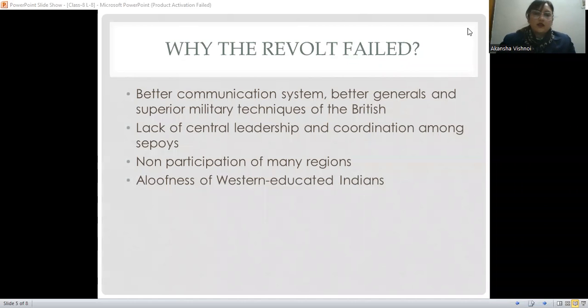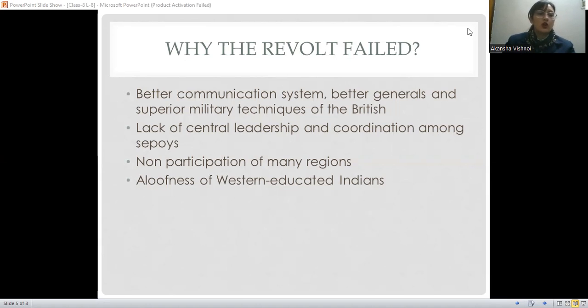Why the revolt failed? There are different factors which led to the failure of the revolt. The British had the great support of a strong government in England. Besides, their administrative centers in India were well connected by railways, roads, and telegraph lines. The British also had able generals and superior military techniques. In contrast, the Indian military techniques were outdated. The rebel leaders lacked experience and coordination, and they failed to consolidate their gains.